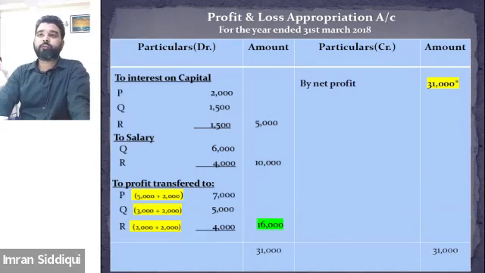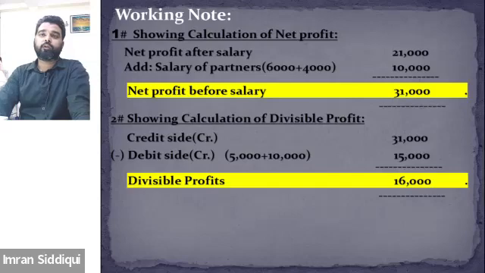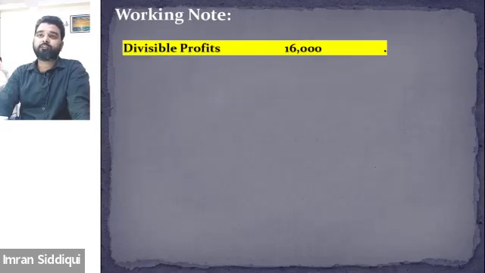After the P&L appropriation account, you need to prepare the working note as well. So here is the working note. The first working note will be prepared for the calculation of the net profit, and the second working note we will make for the calculation of the divisible profit. Divisible profit was 16,000, and I have further explained the distribution of divisible profit in the next slide. This is how divisible profit will be distributed among the partners.